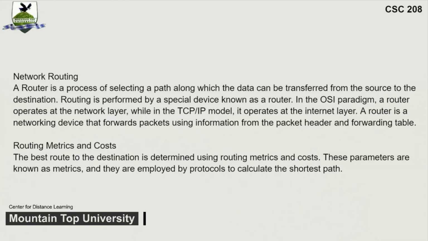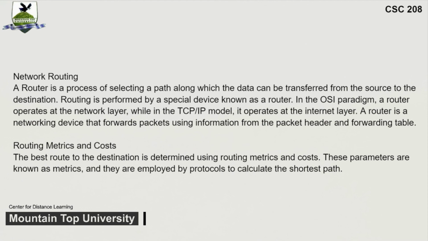Network routing. Routing is a process of selecting a path along which the data can be transferred from the source to the destination. Routing is performed by a special device known as a router. In the OSI paradigm, a router operates at the network layer, while in the TCP/IP model, it operates at the Internet layer. A router is a networking device that forwards packets using information from the packet header and forwarding table.